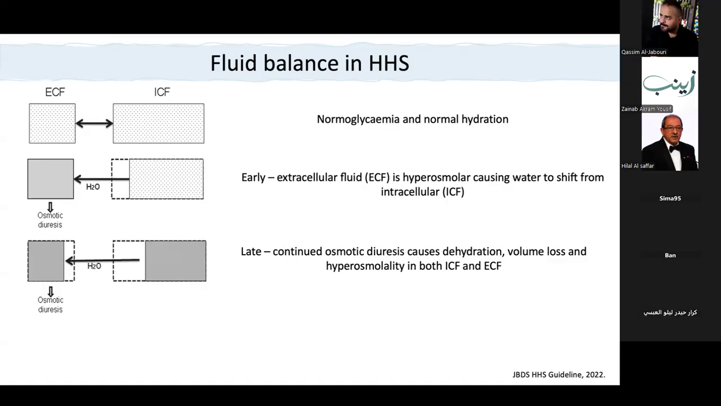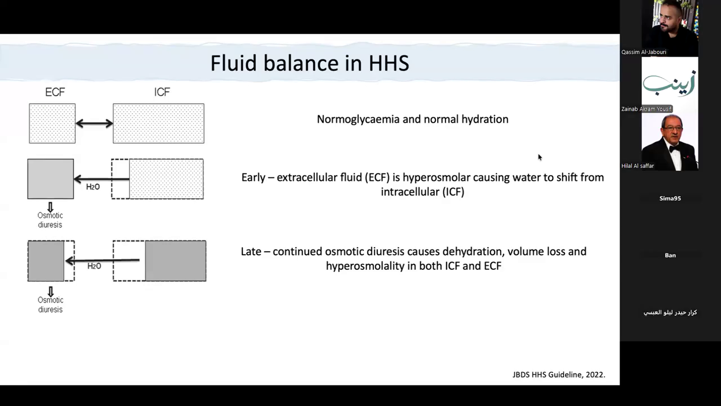But with the impact of the osmotic diuresis and the fact that the patient, for example, is not replacing that lost fluid, this shift of fluid from the intracellular space will not be able to maintain normal osmolality or a normal balance between the two spaces. And there will be a drop of the intracellular fluid, which is shifting out to correct the extracellular fluid, which is already getting worse and worse without any intervention.